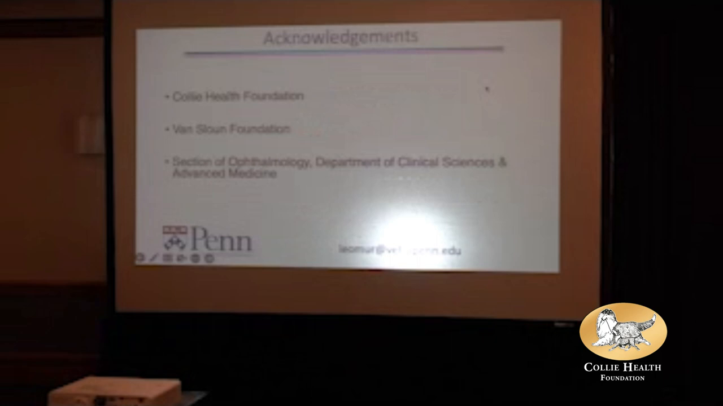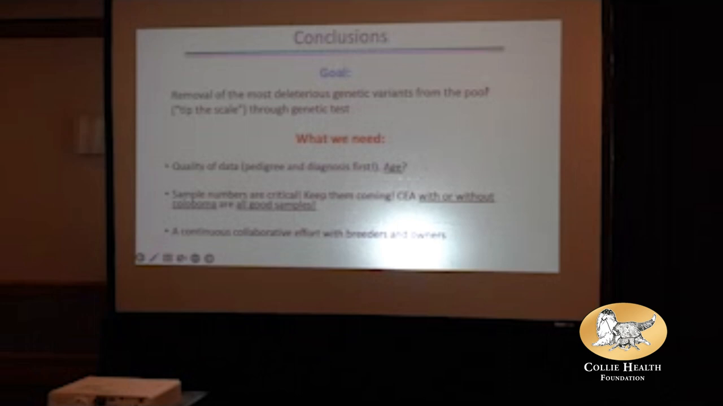So our goal is the removal of the most deleterious genetic variants from the pool. Tip the scale, basically, and give you the power, the control over what you're breeding. In order to do so, we need data of good quality. And by the way, also speaking with people today, this is a last minute addition, I noticed that some people had a discrepancy in the diagnosis of very young dogs that later came out as affected by Coloboma. This is something that I will have to take a very hard look at in my own data set to see what I can adjust and filter out. But I think that this is also something that everyone who submits samples must think about.